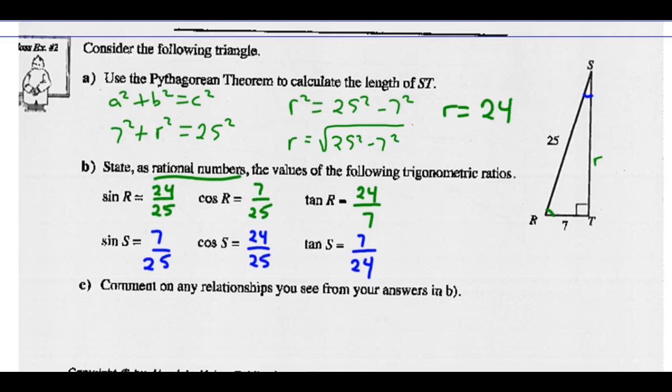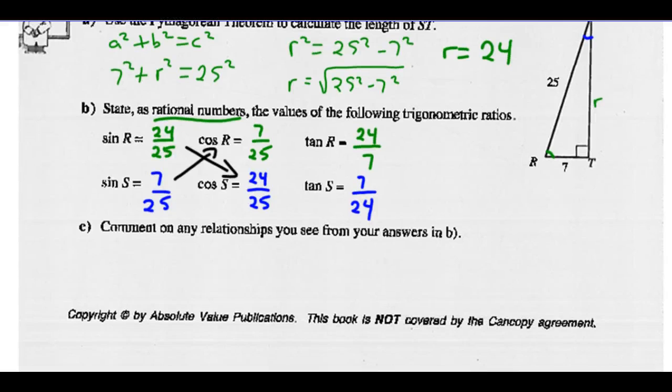Comment on any relationships we see in our answers in B. Well, a couple things we should notice. The cosine of R is the same as the sine of S, and the sine of R is the same as the cosine of S. They're the same ratios. All right, so we can write that down.